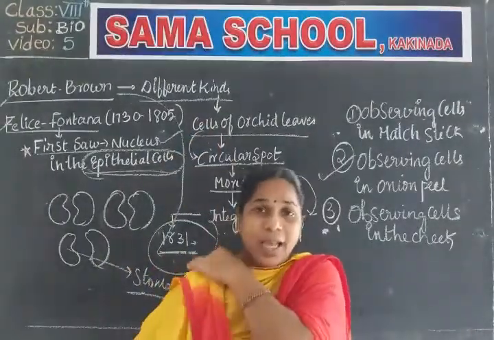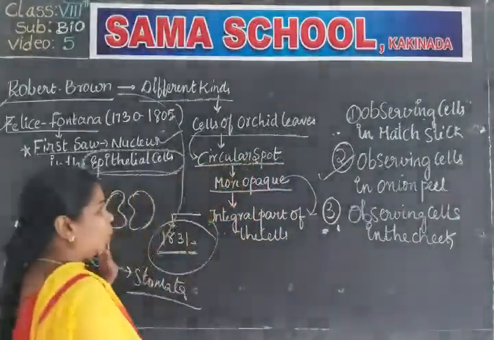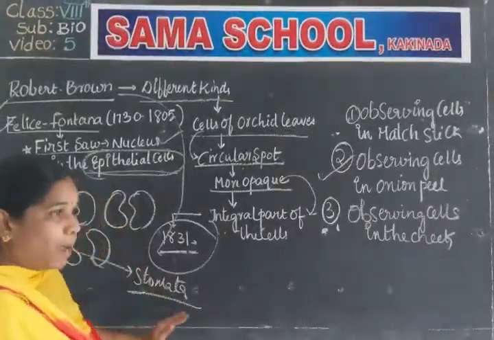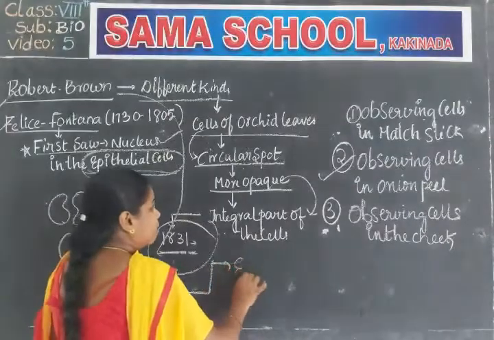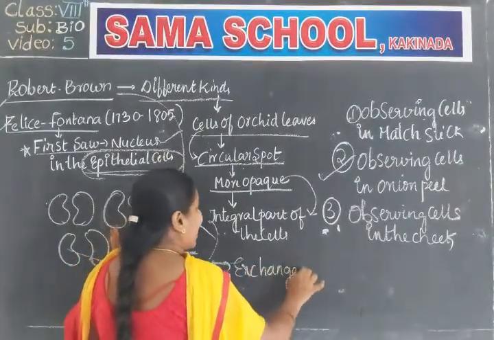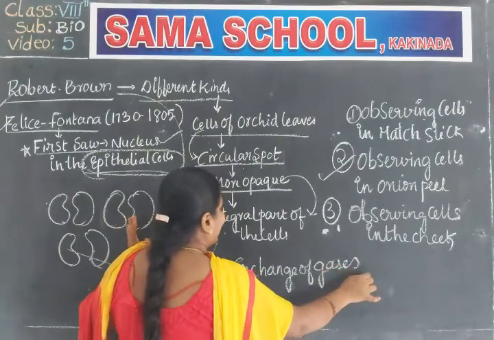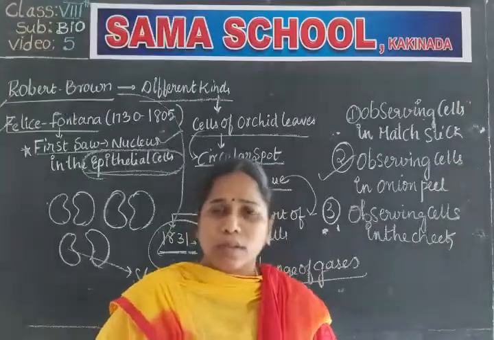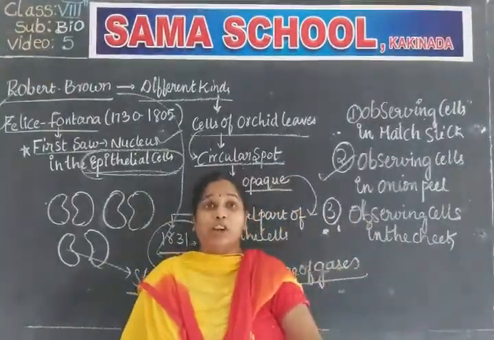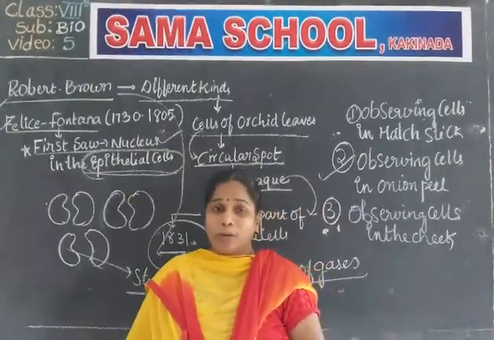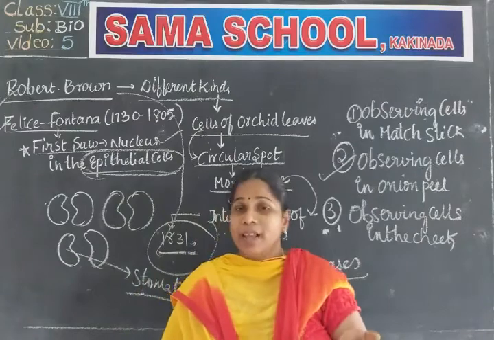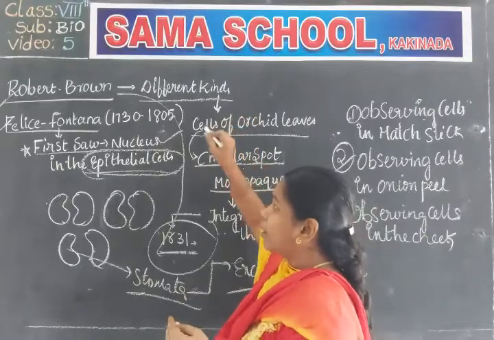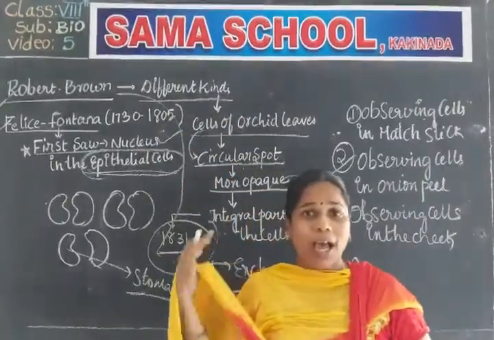The cells of orchid leaves. Orchid leaves. Understand? So in the leaves, along with the nucleus, he observed another structure, and he gave it the name stomata, and he also gave the function. It is helpful for exchange of gases. Exchange of gases. So all the students mainly focus, even in your 7th and 6th, and even in 5th, you have come across the stomata, parts of plants and functions of the plant. So stomata was first seen in orchid leaves by Robert Brown along with the nucleus.